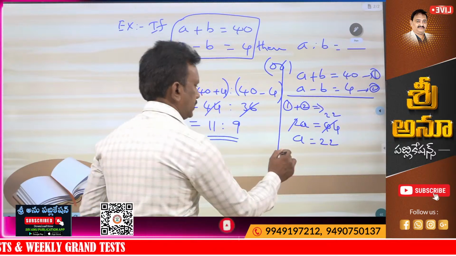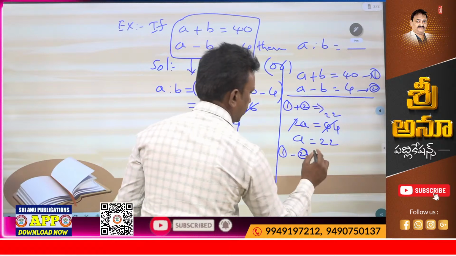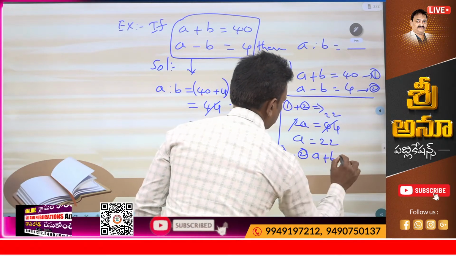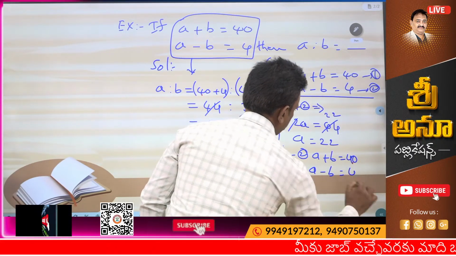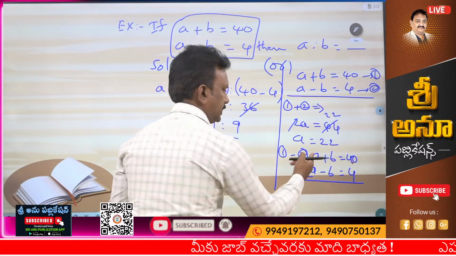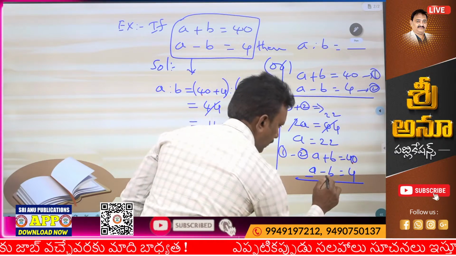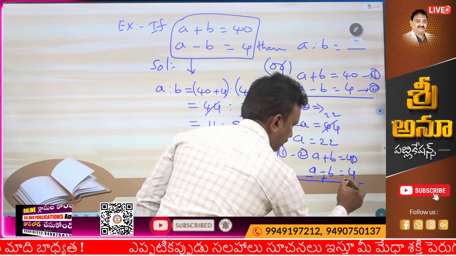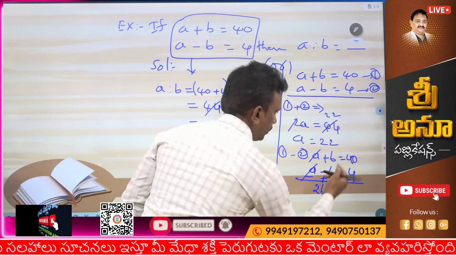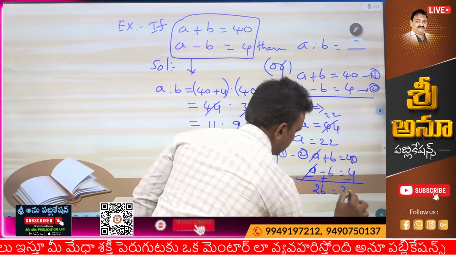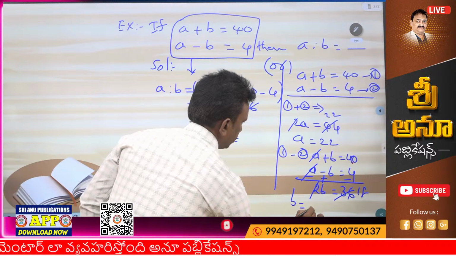Next one is to find b. Equation 1 minus 2. In case of equation 1 minus 2, signs will be changed. a plus b is 40, a minus b is equal to 4. We follow opposite signs in case of subtraction. So plus a will be changed into minus a, minus b will change into plus b, and minus 4. a and a cancel, and b plus b is 2b. So 2b is equal to 40 minus 4, that is 36. 2 table divides 18 times. So the b value is 18.